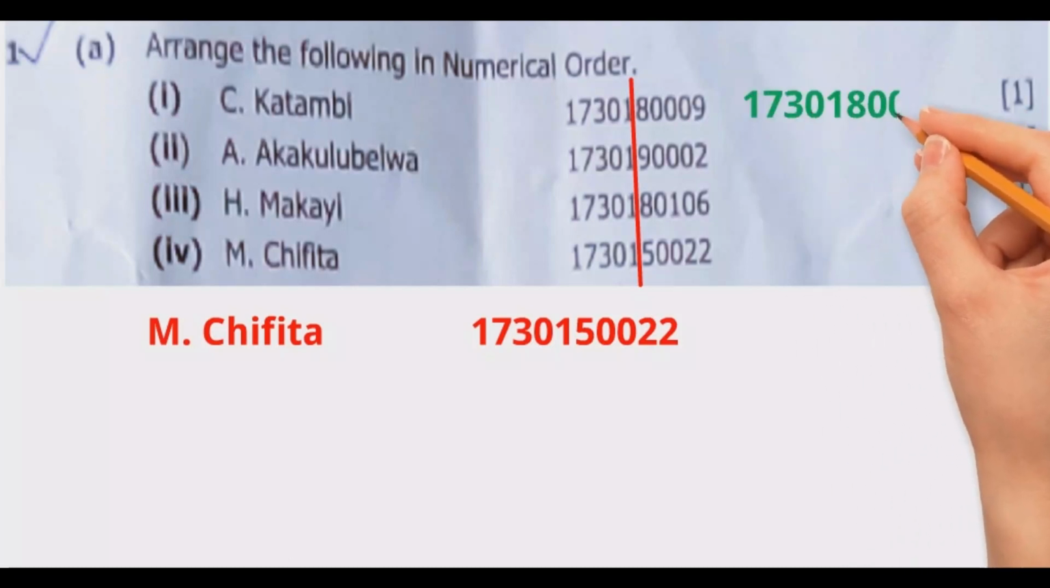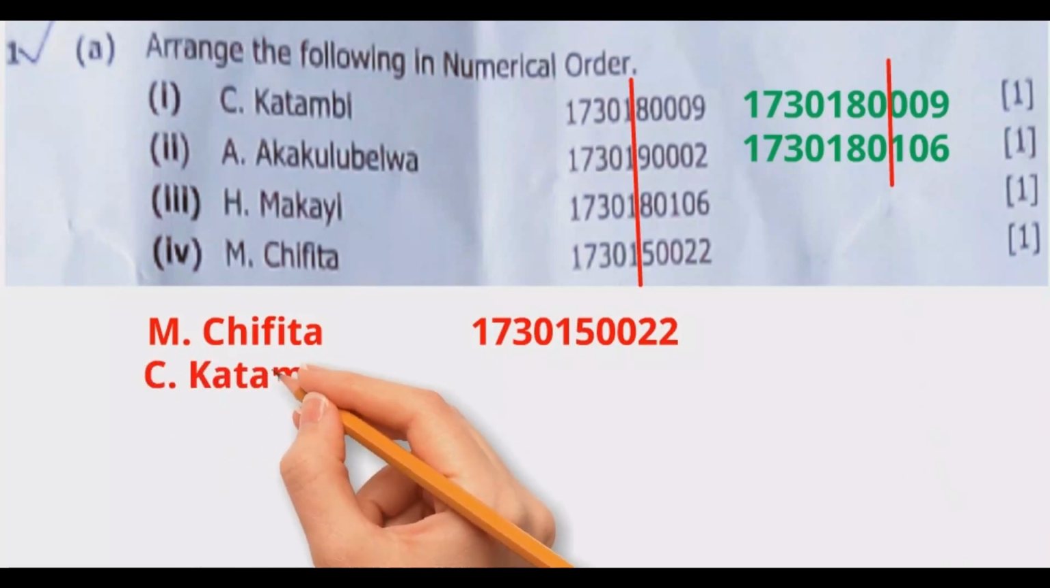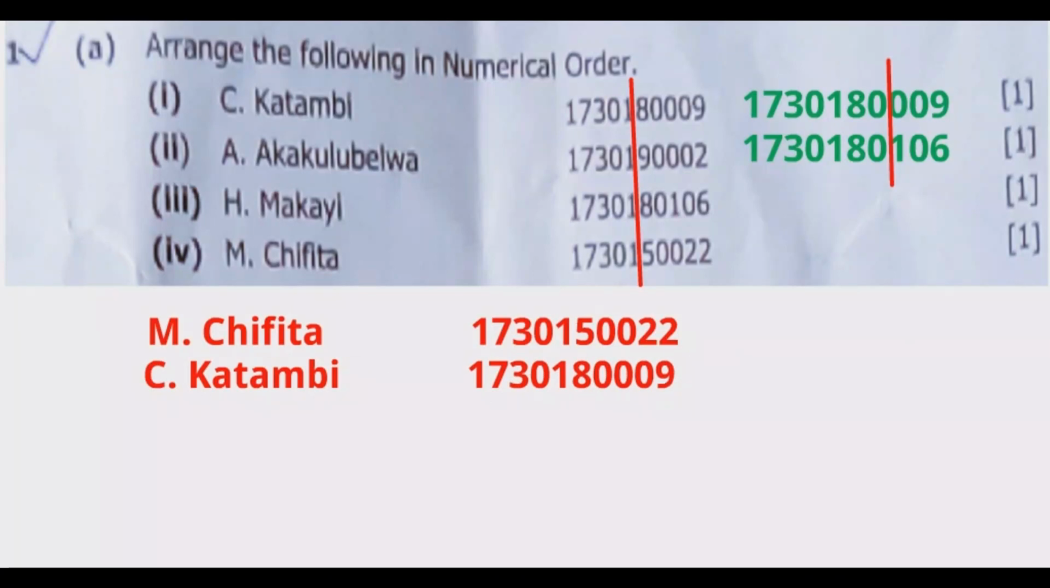Now, when we look at 8, they are all the same. That's why I've even written them separately on this side, because I want us to compare very well. So when we look at this 8 and this 8, they are the same. So we come to the next number, 0 and this 0, they are the same. Then this one and this one here, you can see that 1 is bigger than this 0. So we are going to write C Katambi as the second name. We are arranging them in numerical order.